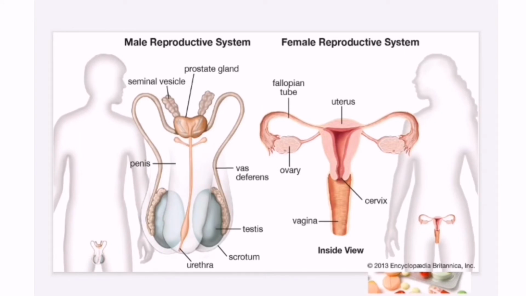Next, there are two parts of the reproductive system. First is the male reproductive system and the other is the female reproductive system. The male reproductive system consists of the prostate gland, seminal vesicles, penis, vas deferens, testes, scrotum, and urethra. The female reproductive system consists of the fallopian tube, uterus, ovary, cervix, and vagina.